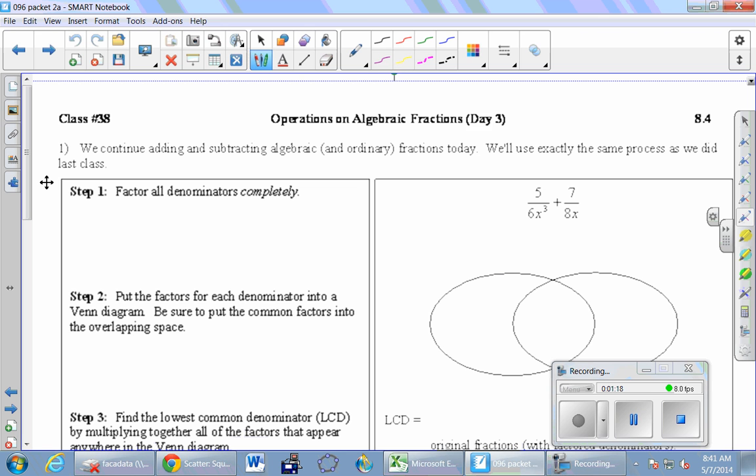Now there isn't anything to do here except maybe one thing. You could factor 6, right? 6 is really 2 times 3. And you could write out the x cubed, and it might seem silly, but I think it's worthwhile. So that's the one denominator. And then the other one is, instead of 8, 2 times 2 times 2. And then there's the x.